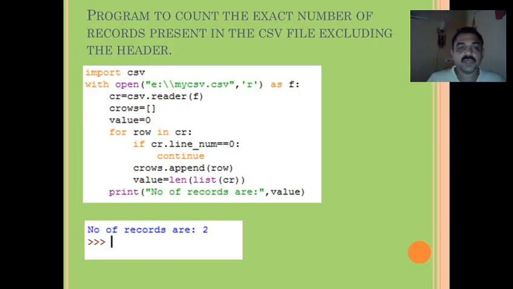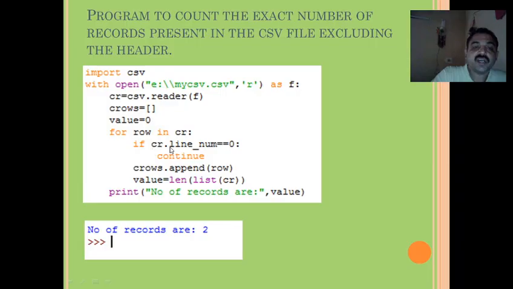Okay, so just modify the previous program. First we wrote import csv, and with the open function we open the file called mycsv. The csv.reader function reads the file and stores it in a reader object called cr here. So we took one variable, c rows, to store an empty list. Then we took a variable called value, initialized it as 0. For row in cr, from the reader object one by one rows are taken.